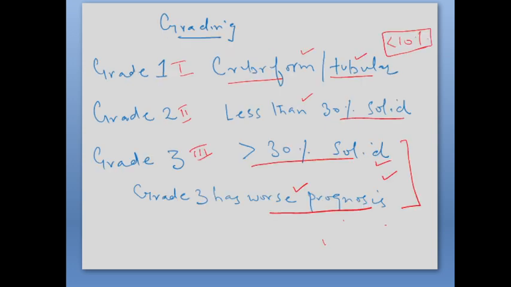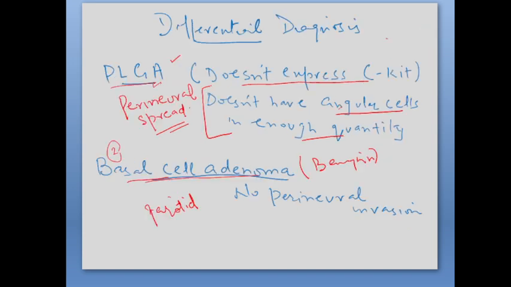Coming to grading of adenoid cystic carcinoma. Now, grade 1 consists of a majority of cribriform pattern cells. If the solid pattern is less than 30%, then it is called grade 2. But if the solid pattern is greater than 30%, then it is called grade 3. Grade 1 has a good prognosis, whereas grade 3 has a worse prognosis.